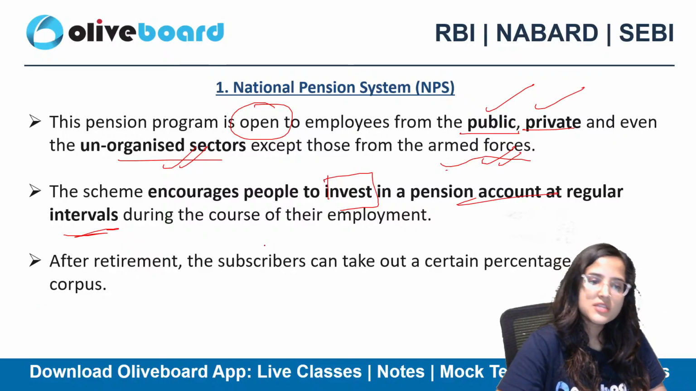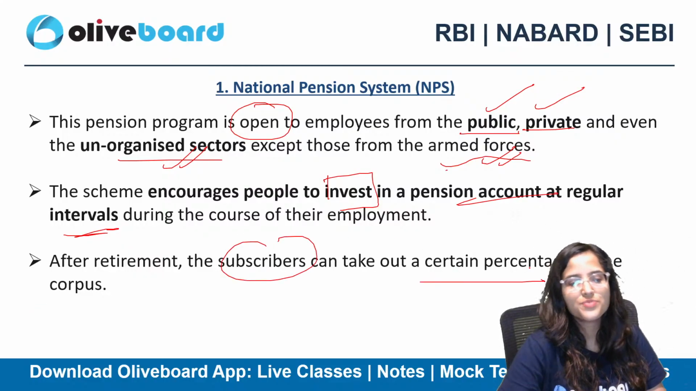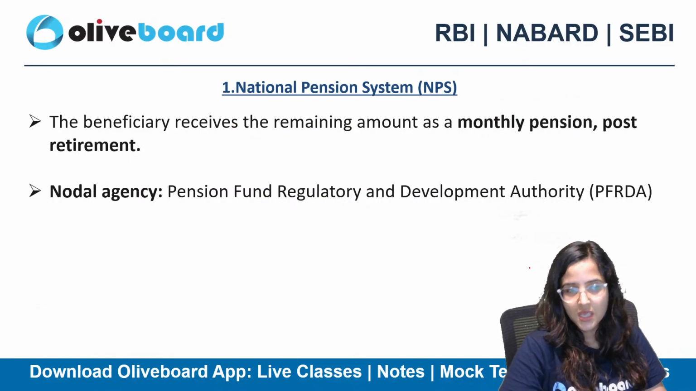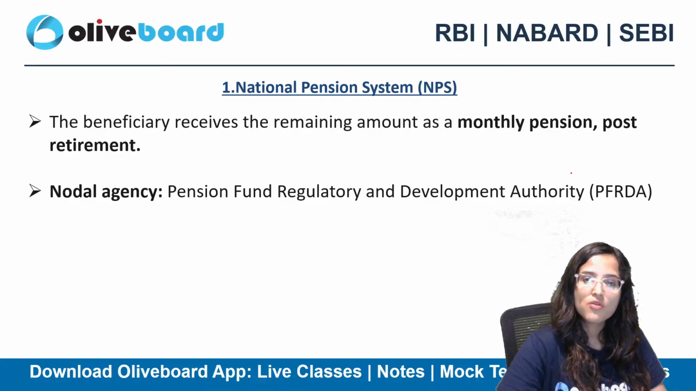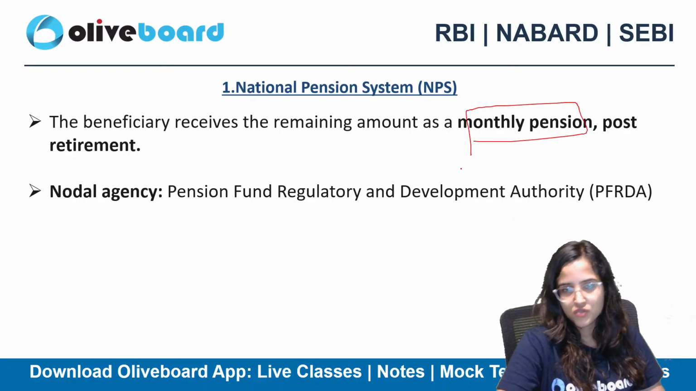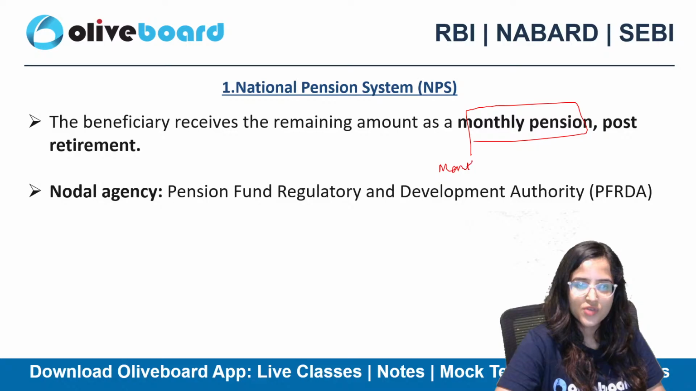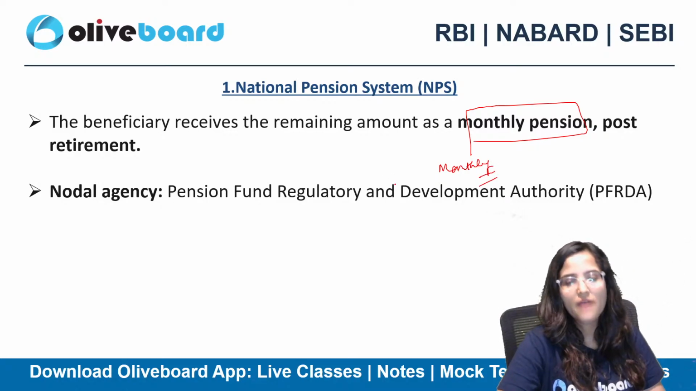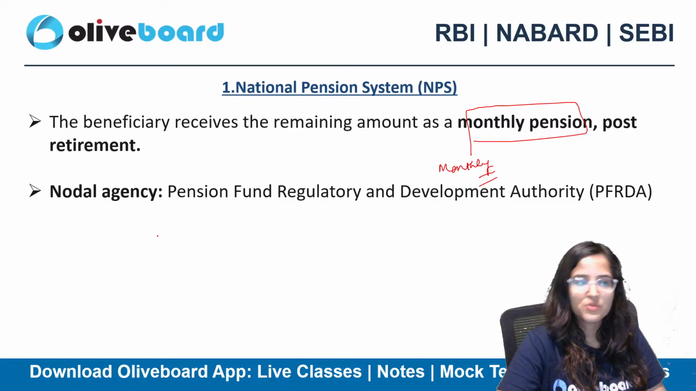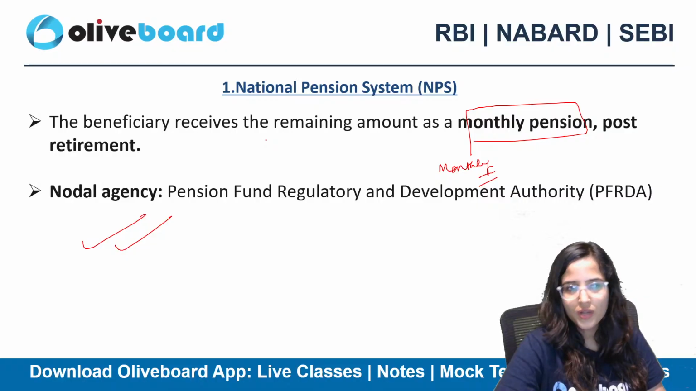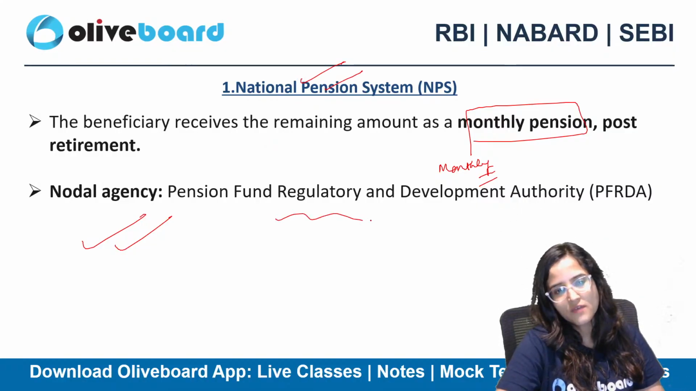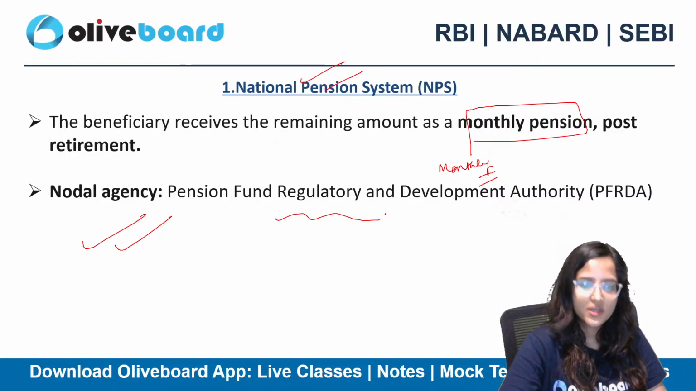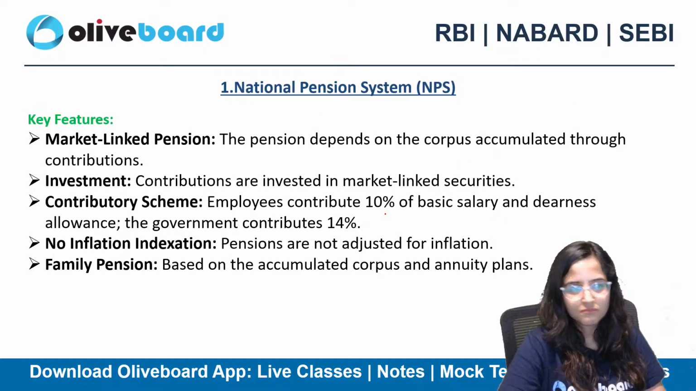And after retirement, the subscribers can take out a certain percentage of the corpus. The beneficiary receives the remaining amount as a monthly pension. So after retirement, on a monthly basis, you get that money back, whatever you have contributed. And which is the nodal agency for all this? For NPS, we have PFRDA, very important, Pension Fund Regulatory and Development Authority.